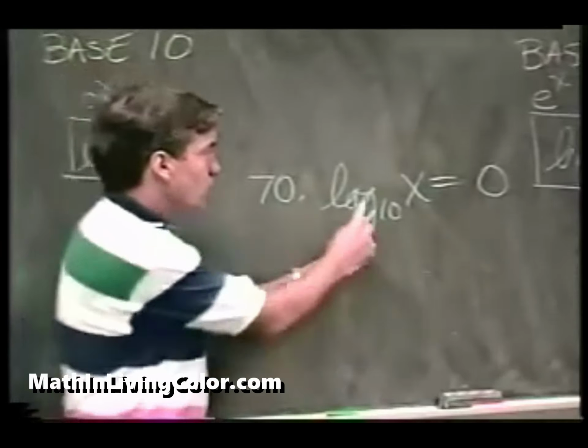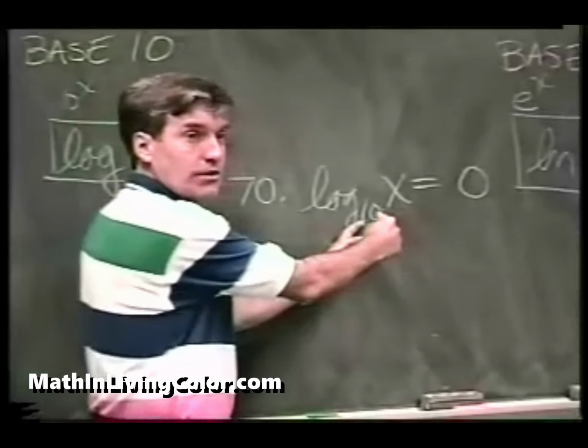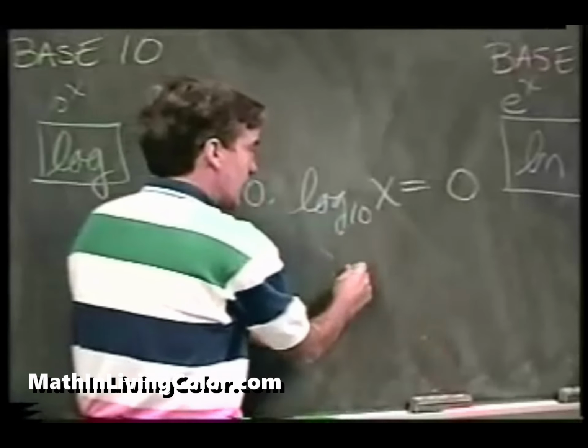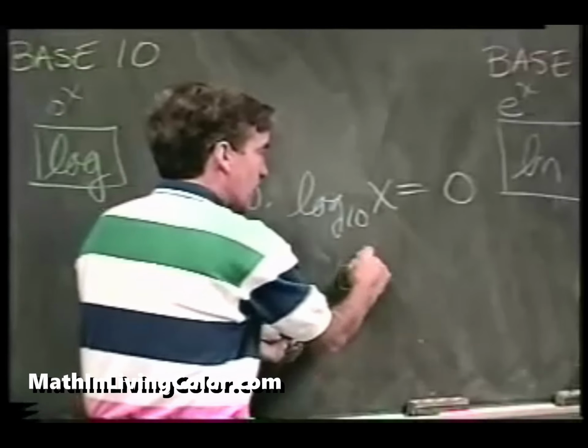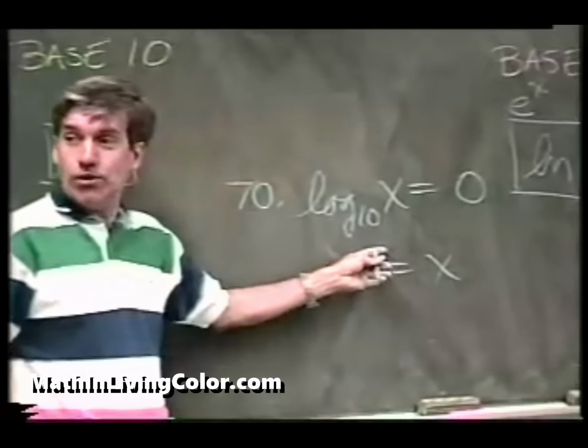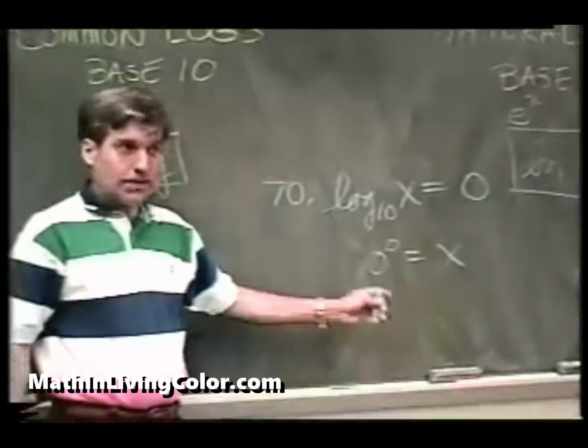So we have to translate first. See, what does this say? Translate it back to exponential form. 10 to the 0 equals x. Now 10 to the 0, what's 10 to the 0? 1. 10 to the 0 is 1.